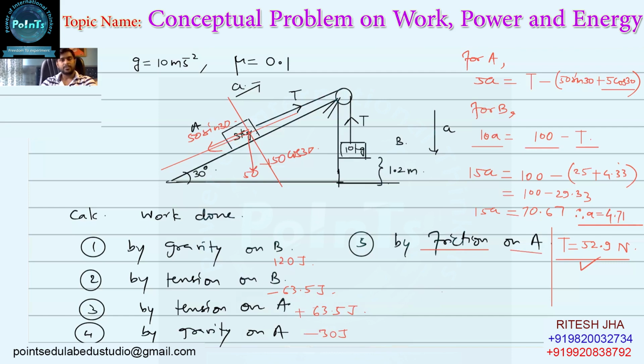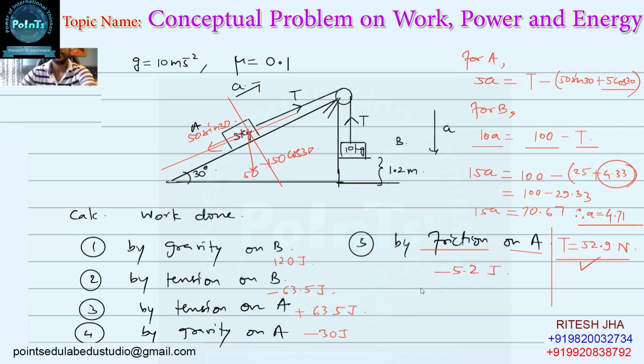Friction is 4.33. If the friction is 4.33, then it's negative 4.33 times, what was it, 1.2. So again, about 5.2, minus 5.2.